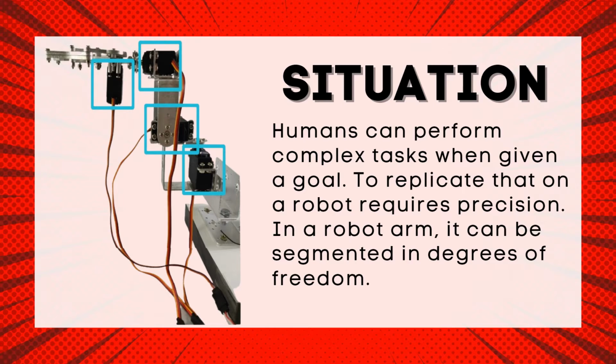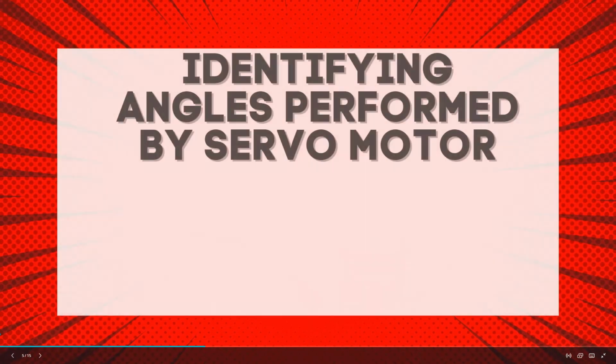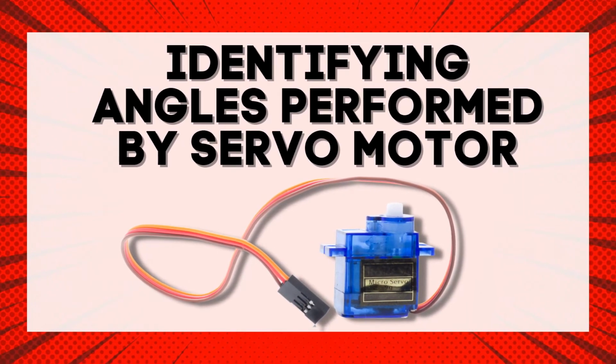Since servo motors move in a circular motion, these movements can be identified through angles. These angles are essential in providing precise movement that is vital in repetitive work. So, identifying angles performed by servo motor.